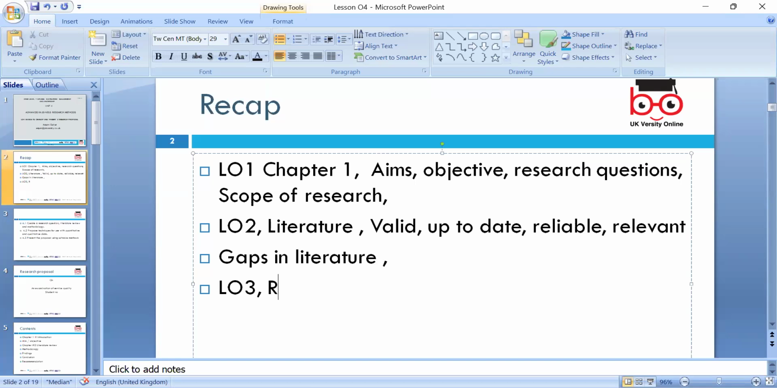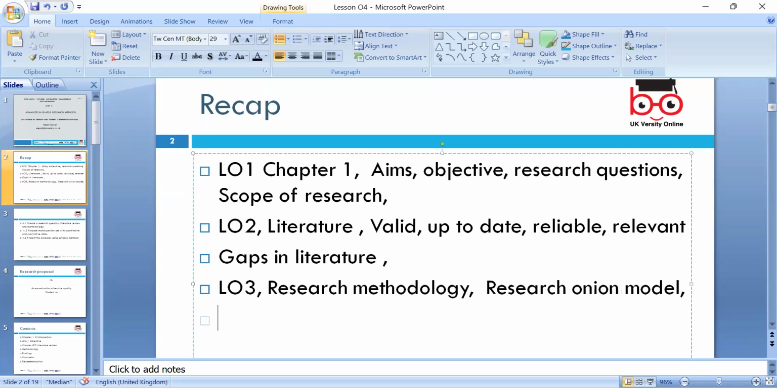In LO3, we discussed research methods, which we call methodologies. We discussed the research onion model, and the inductive and deductive approaches. That's what we went through in the previous lesson.